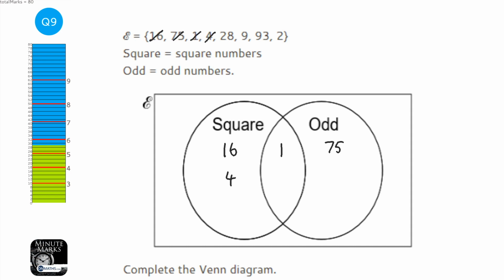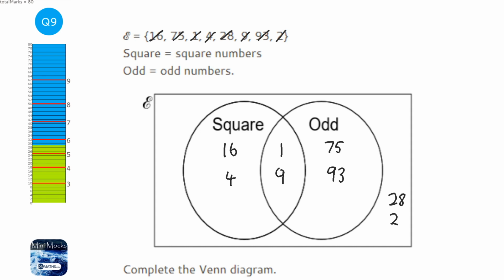28. Now 28 is not a square number and it's not odd, so that's going to go out here. 9 is a square number and it's odd, that's going to go there. 93 is not a square number, but it is odd. And 2 is not a square number or odd, so that's going to go on the outside here.